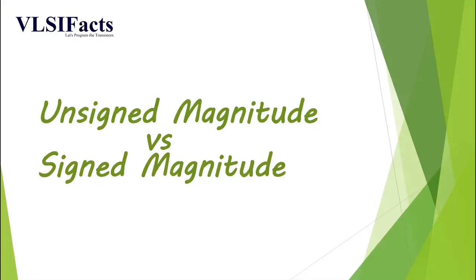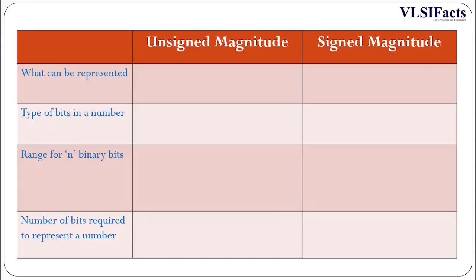In this short lecture video, we will be learning a few facts about unsigned magnitude as well as signed magnitude representation of numbers. First of all, we will be learning what can be represented using both unsigned magnitude as well as signed magnitude form. Using unsigned magnitude form, we can only represent the positive numbers, whereas using signed magnitude form, we can represent both positive as well as negative numbers.